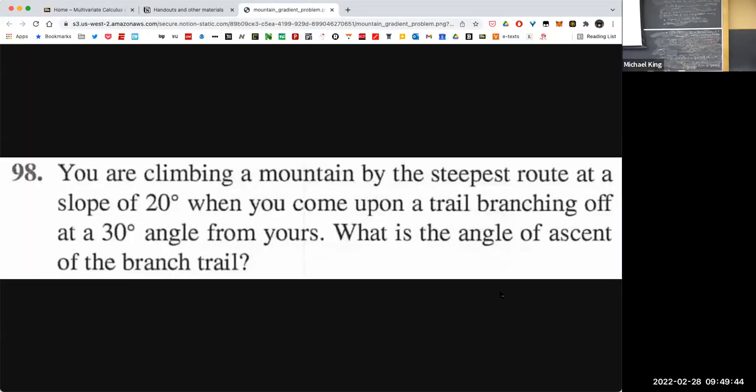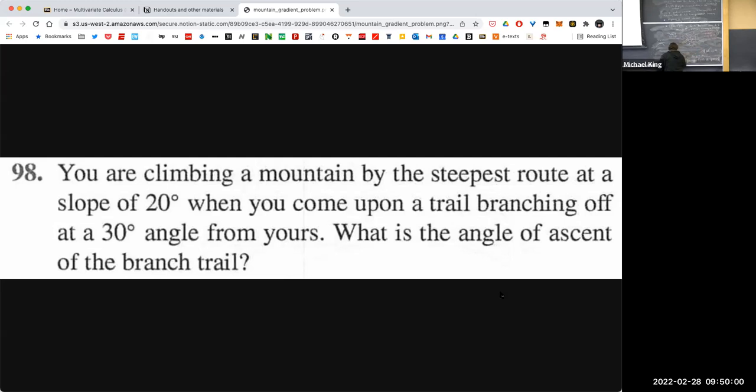You are climbing a mountain by the steepest route at a slope of 20 degrees. When you come upon a trail branching off at a 30-degree angle from yours, what is the angle of ascent of the branch trail? There's like multiple angles here. What on earth is going on?